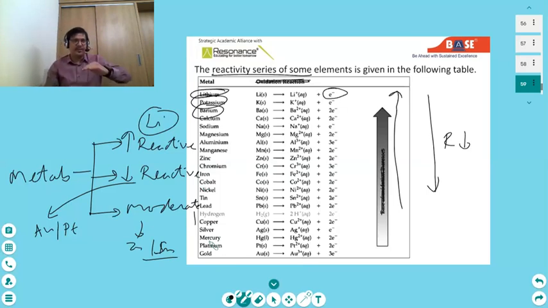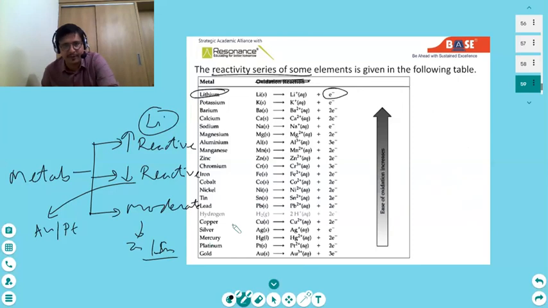The metals which are above hydrogen in this series are reactive and they will replace hydrogen from acid, whereas the metals which are below hydrogen are less reactive and they do not replace hydrogen from the acid. That much you have to remember at this point of time. Let me give you an example, then we will move forward.